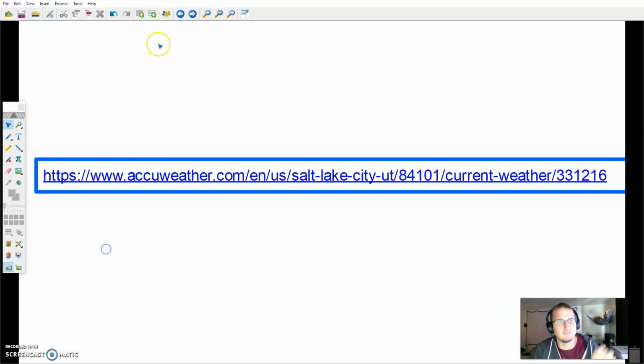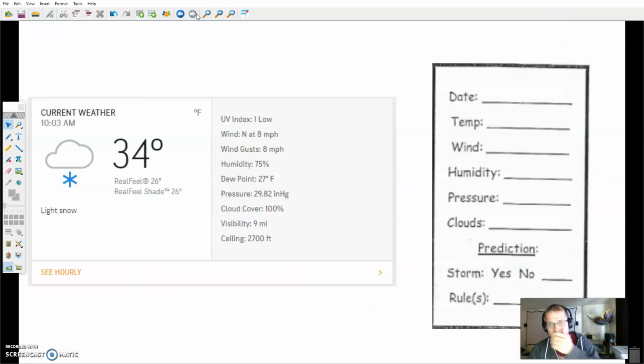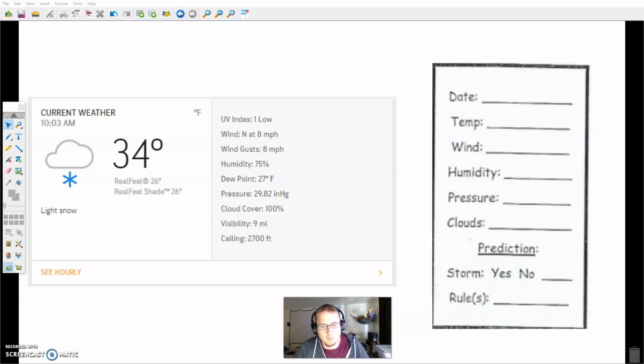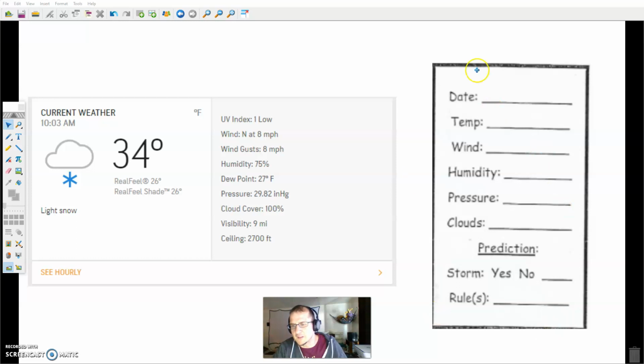Now we're going to take that information back to here. I've copied and pasted that into here so you can see. You're going to be filling out a chart that looks like this. If you don't have a printer and you can't print these charts, then you can just take it in a notebook, but these are the basic things that I want you to have.